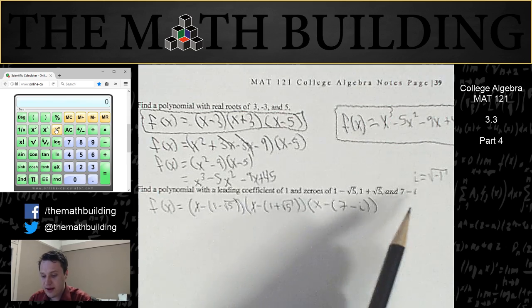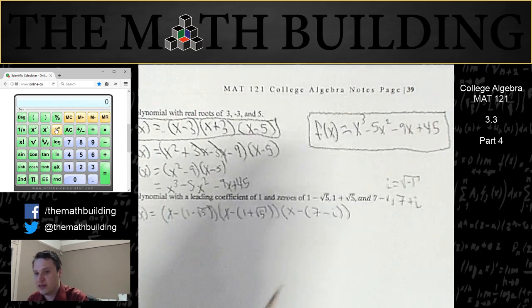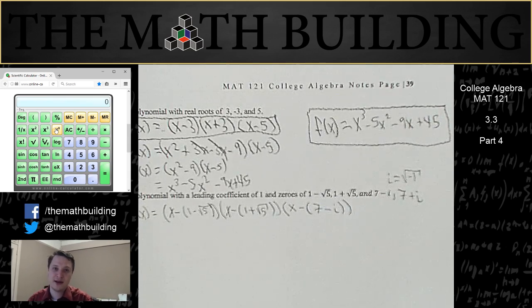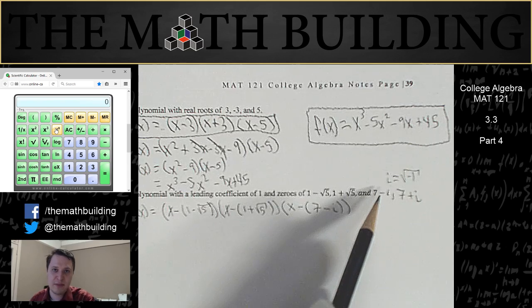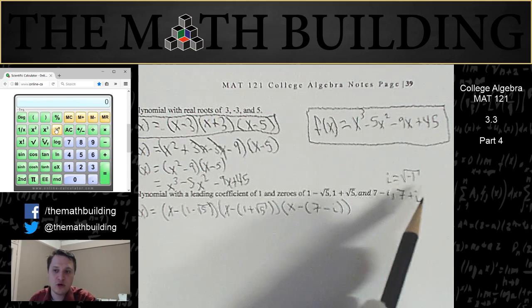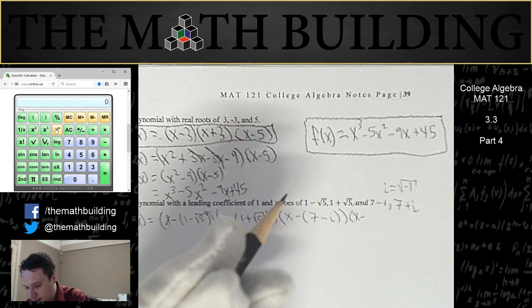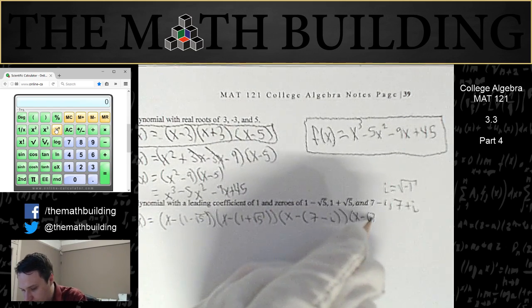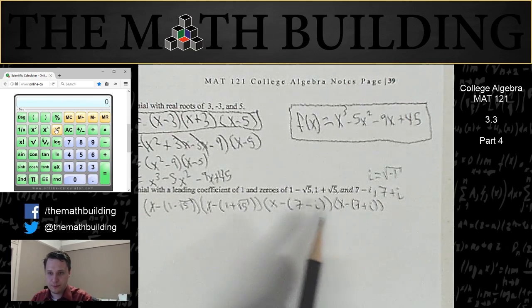So if 7 minus i is a root, then that means 7 plus i, the conjugate, is automatically a root. And it's kind of a trick question that they told you that 7 minus i is a root, because you should know that automatically its conjugate will also be a root. So we need to do x minus 7 plus i. So there's the polynomial.